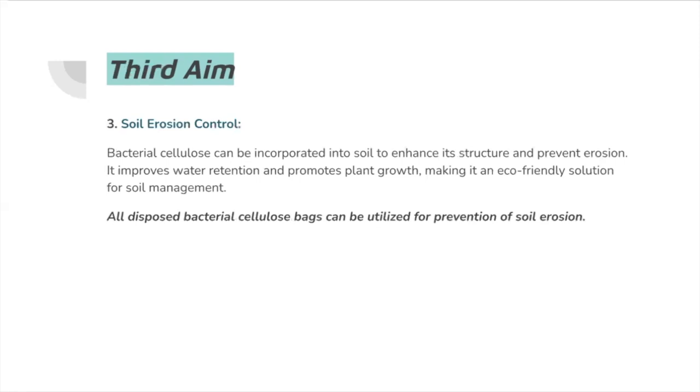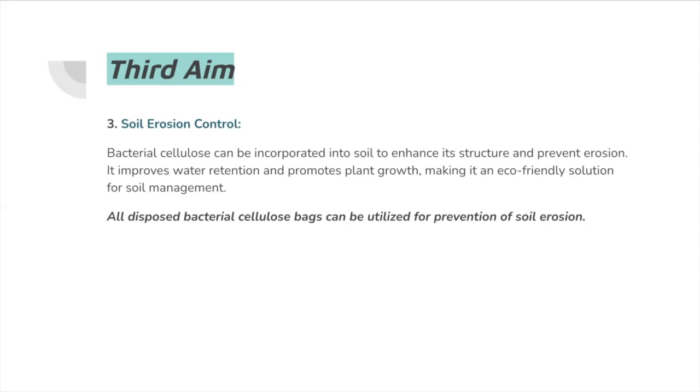And our third aim, and most important aim, is soil erosion control. Soil erosion is a significant environmental issue, especially here in Panama where I live, that leads to the loss of fertile topsoil, decreased agricultural productivity, and increased sedimentation in waterways. The aim of using bacterial cellulose in this context is to create solutions that can stabilize soil and prevent erosion.